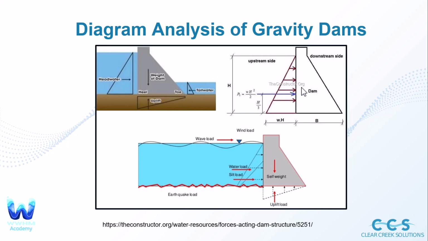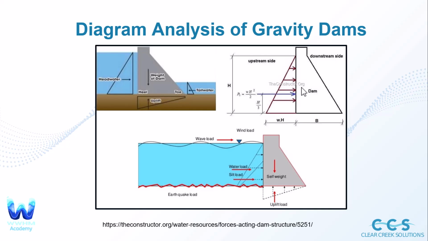So you see on the upstream side where the pressure is actually being activated here, about 1/3 of the height up. You can see it takes a triangular force diagram here. And H sub 3 is where the force is going to be acted, which is WH squared over 2 against the dam. Then, of course, we have earthquake loads, wave loads, ice loads, which are more minor loads, but also have to be taken into account during those different kinds of conditions.